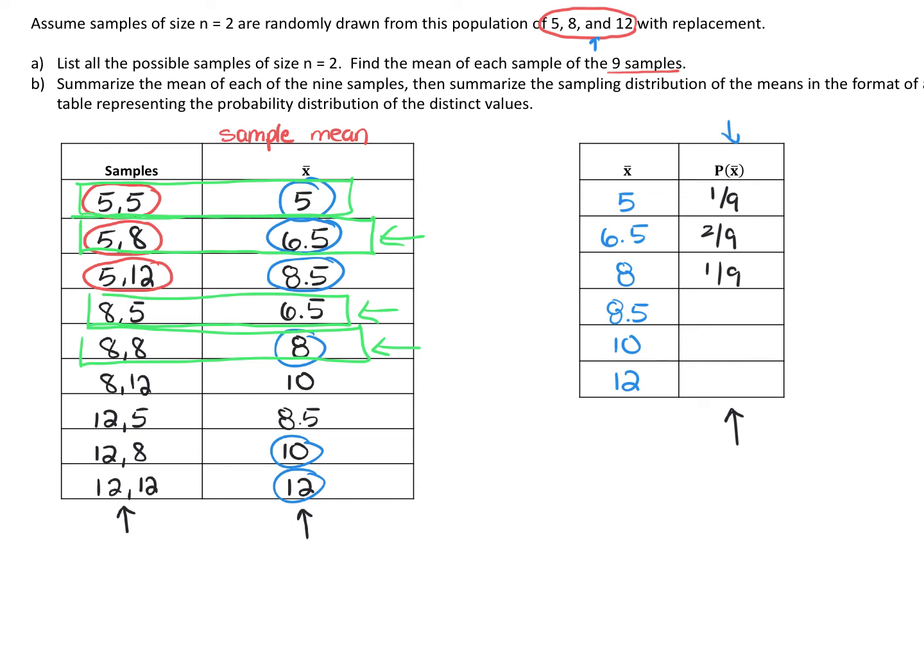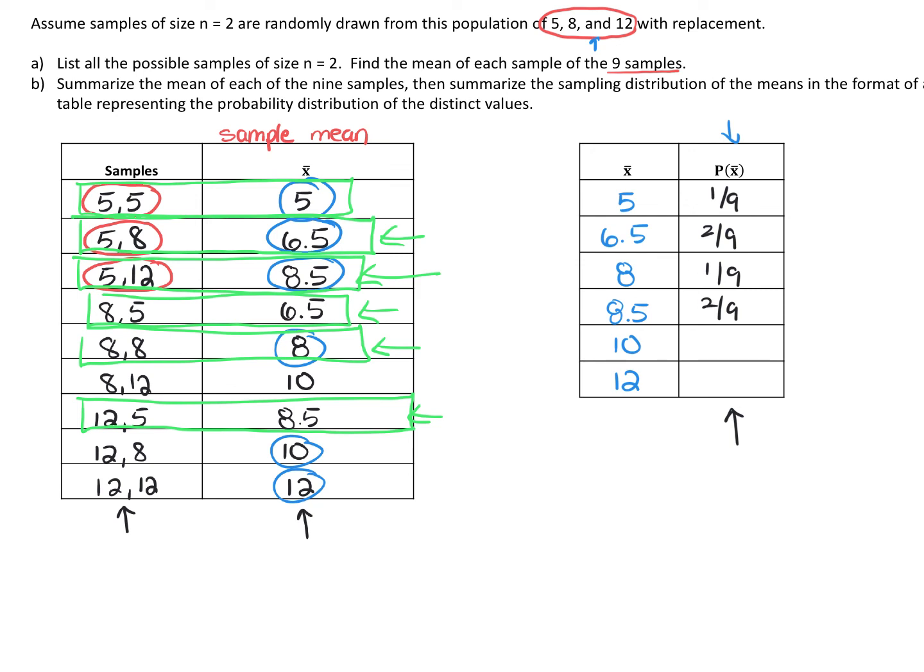How do we get a sample mean of 8.5? Well, that happens if I get a sample that contains the numbers 5 and 12. Okay, so that gives me 8.5. Or if I pick a sample that has the numbers 12 and 5, that will also give me a sample mean of 8.5. So there are 2 out of 9 ways of getting that sample mean. So that probability is 2 out of 9.